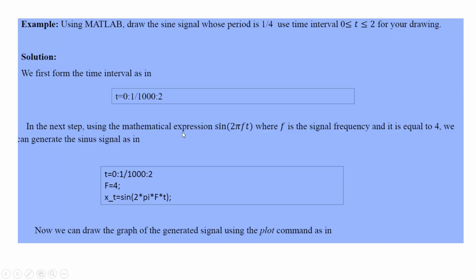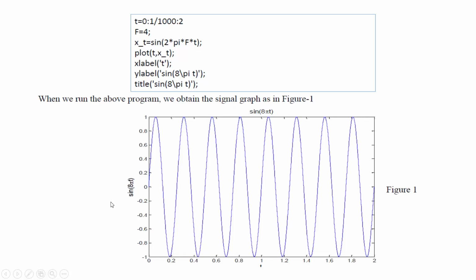Now in the next step, this is the mathematical expression for generating the sine wave. If the period is 1 by 4, that means the frequency of the signal will be 4. So we declare this time vector. We declare f as a variable which is equal to 4. Basically this is the frequency, and this sine signal we define like this: sine of 2 pi ft. All right. Now this is the time vector, frequency, the signal defined.